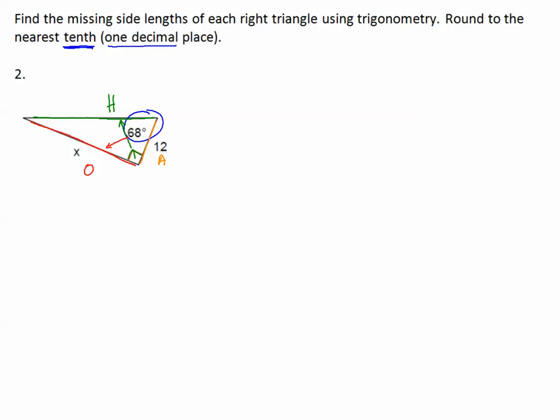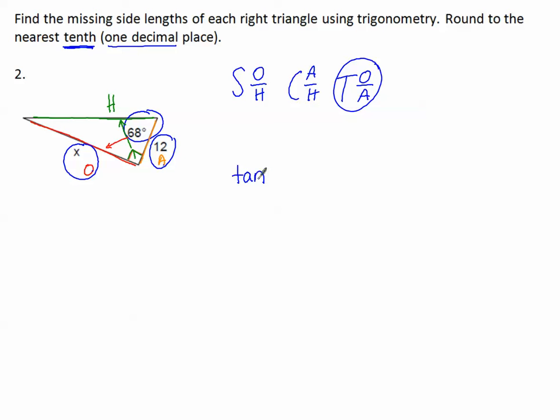Now, we're using trig, so I'm going to write SOH CAH TOA. We have to pick a side that we have, that's the 12, and a side that we need, that's the x. OA, that goes for tangent. So now I write tangent, the angle from which I'm looking, 68 degrees equals O before A. O is the x, A is the 12.